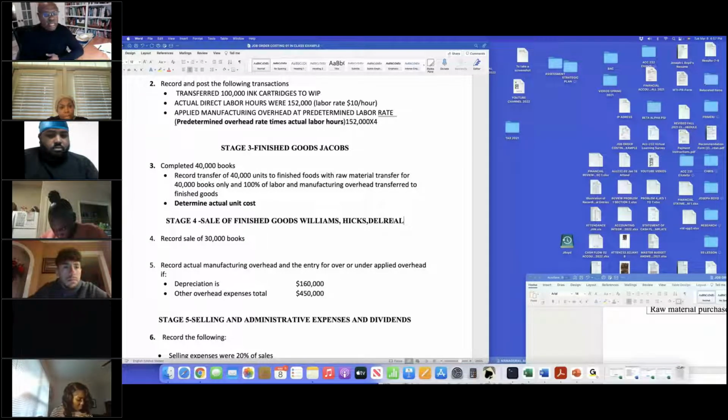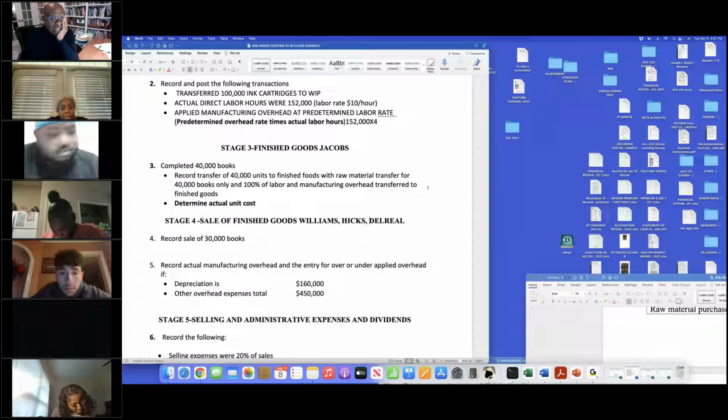So eventually I'll put this in. Which one am I doing? Stage 4, sell these finished goods. That's Williams, Hicks, and Del Rio. Is that 4, 5, and 6, or just number 4? Records of sale of 30,000 books. Everything under stage 4. That's why I got three of y'all.